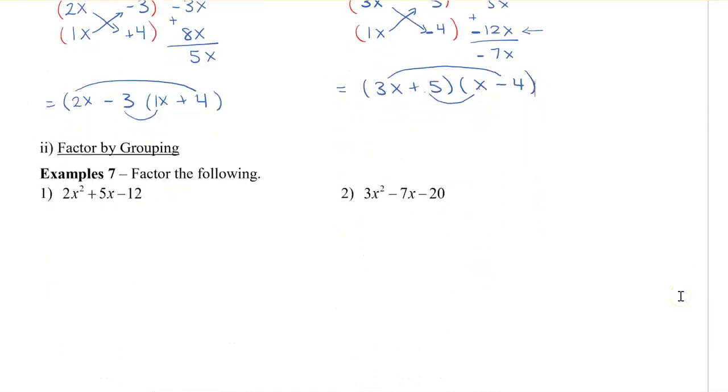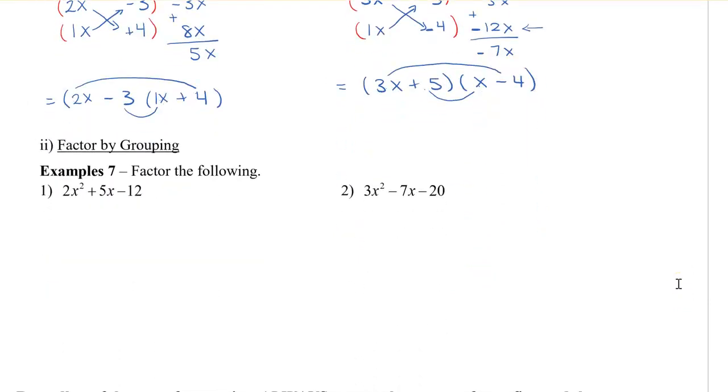All right, so I have the same questions. So how we factor by grouping is we take the first term, which is 2, we should say the coefficient, multiply by the constant, which is negative 12, and I get negative 24. Now, very similar to how we factored when it was just x squared plus bx plus c and there was no a value, we want to find two numbers that multiply to negative 24 and add to 5. So those two numbers here are positive 8 and negative 3. 8 times negative 3 is negative 24. When I add these two numbers together, I get positive 5.